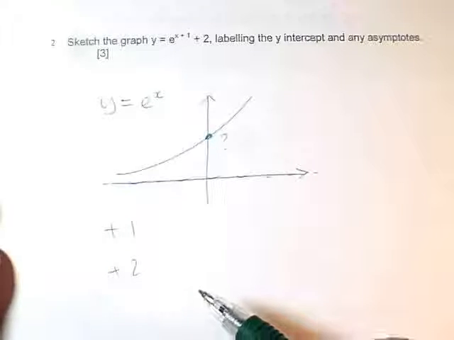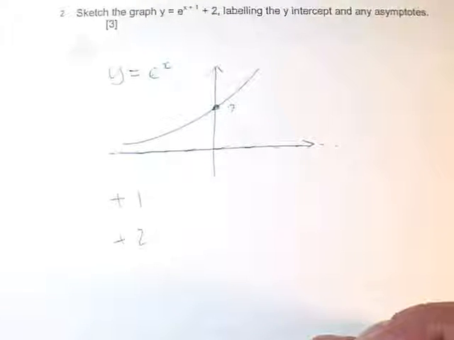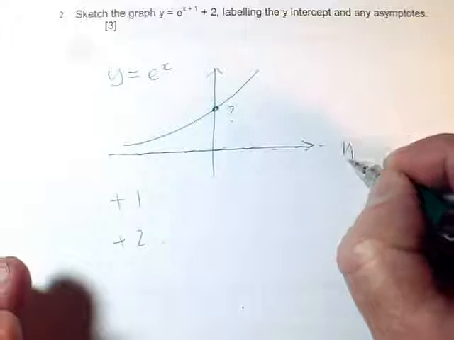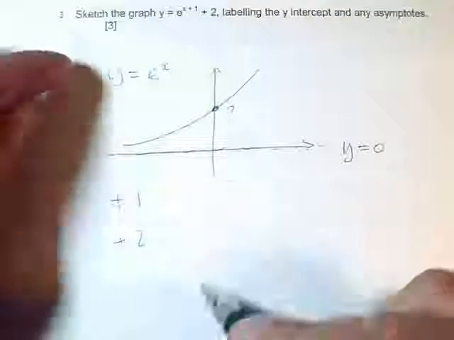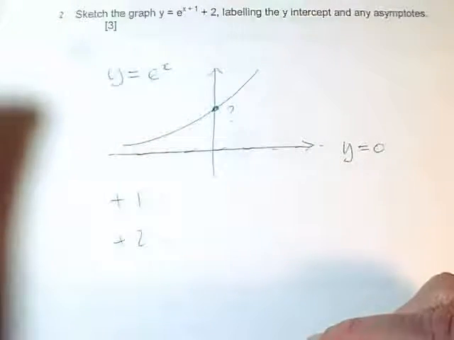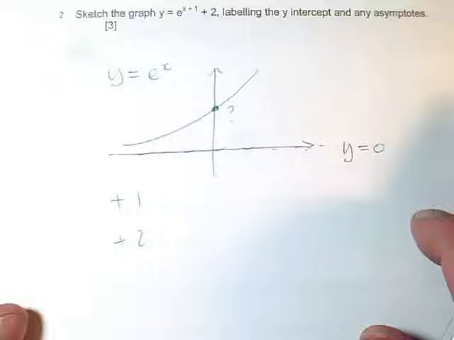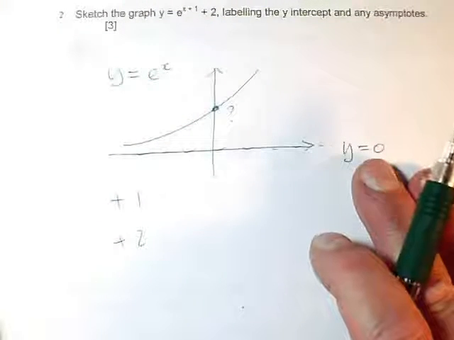So think about whether you have to do any stretching or translating, and then think about whether that stretch or translation will affect the position of the asymptote. So the asymptote was initially y equals 0. If you stretch away from the x-axis, then that won't affect the asymptote. If you stretch horizontally, that won't change the asymptote to begin with. But if you translate up or down, that will affect the asymptote.